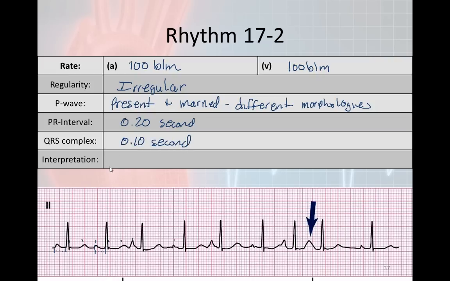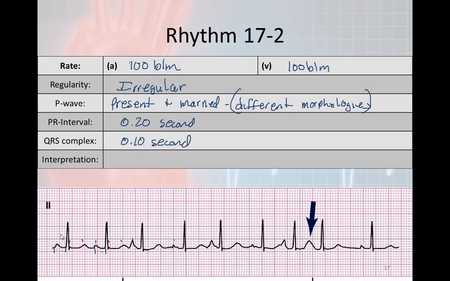The interpretation, what is the problem that we have with the rhythm? Well, this right here, different morphologies. That's the issue. So now we have to figure out what's going on. Can we call it a sinus rhythm? You usually don't, because it implies sinus atrial node depolarization causes all this, but it doesn't look like it does. So we have different morphologies.